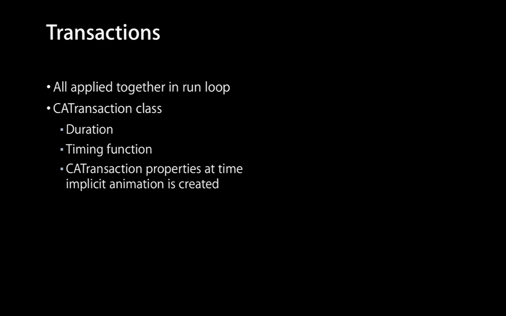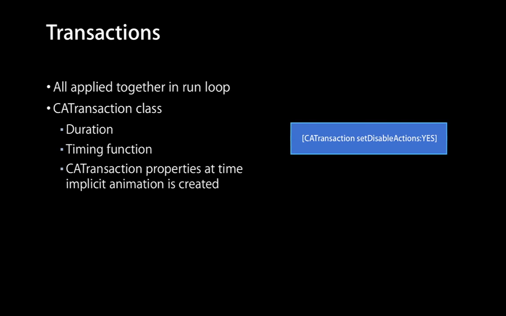The CA transaction class will let you control not just duration, but the timing function, that is the type of animation you want to do, and a few more which we'll get to in part 2 of the talk. And as I've said, the CA transaction properties are applied at the time the implicit animation is created.